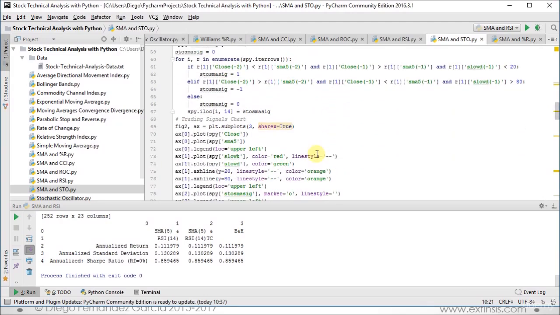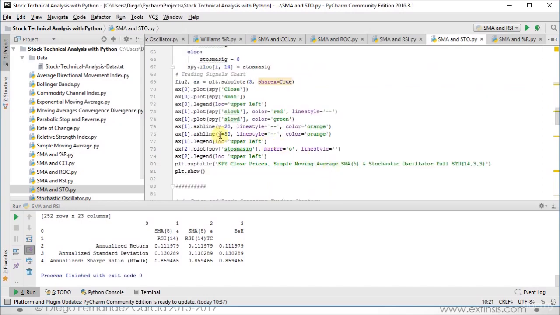So we're also going to do our chart. It's 3 subplots. First one with close and the corresponding simple moving average. Then we have the second one, which is our oscillator, slow K colored in red in line style dash, and then slow D colored in green. We also have the horizontal lines with the thresholds 20, 80 dashed, both of them, and colored in orange. Again, these are the ones used commonly, but you can modify them according to your needs.